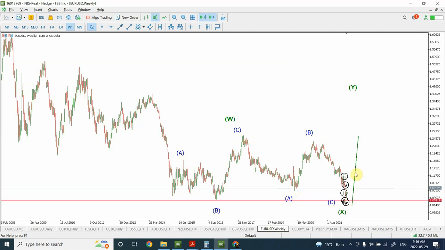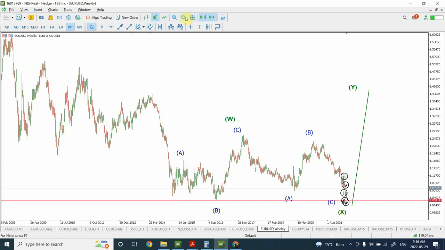Normally, a double zigzag happens within a double three. Or we have a flat correction and a zigzag correction. So I'm expecting a zigzag correction right over here too. And this is a double three structure starting from this bottom on a weekly time frame.